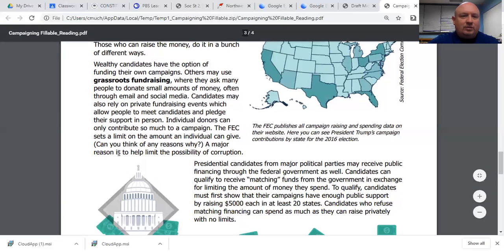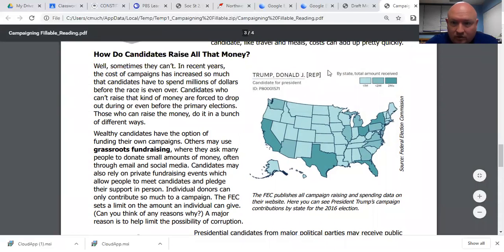Remember, that's the Federal Election Commission from page A. Can you think of any reasons why? Well, we don't want people to buy the president. Major reason is to help limit the possibility of corruption. You can see up here how much money was earned.